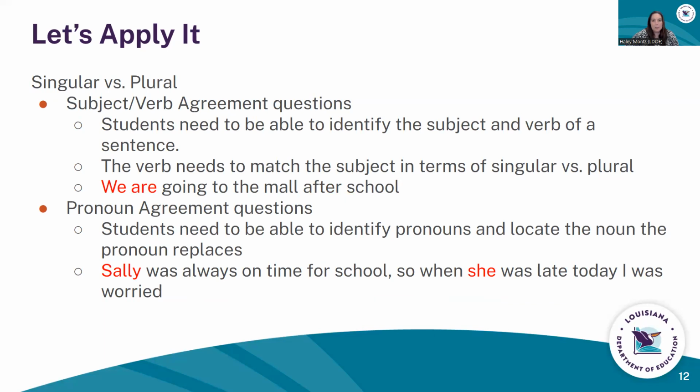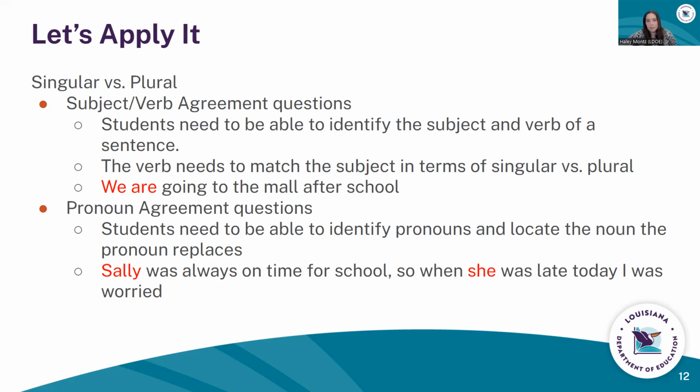Speaking of singular versus plural, that is going to be another heavily tested skill, that they know how to write correctly when we're using singular versus plural. So moving out of punctuation into some more of the grammar on the test, they're going to be looking at subject verb agreement questions. Students are going to need to make sure that they can identify the subject of a sentence and whether or not it's singular or plural in order to select the correct verb for the sentence. So for example, in the sentence, we are going to the mall after school, the subject we is plural, which indicates the use of the word are for our verb rather than is.